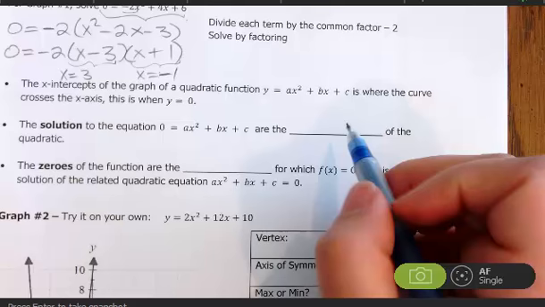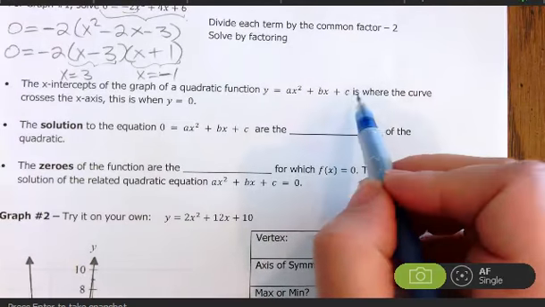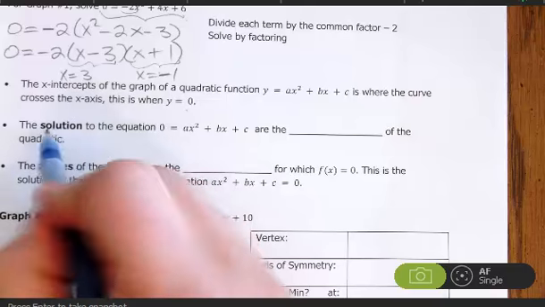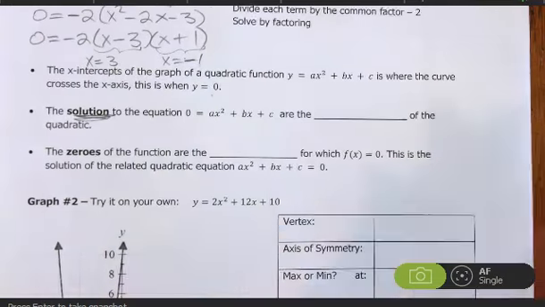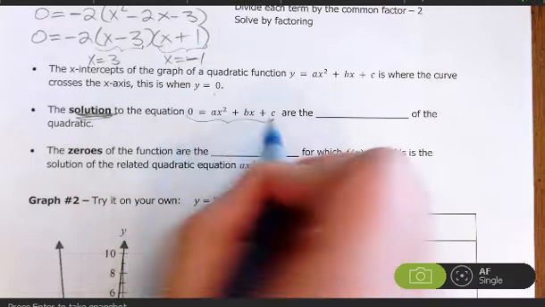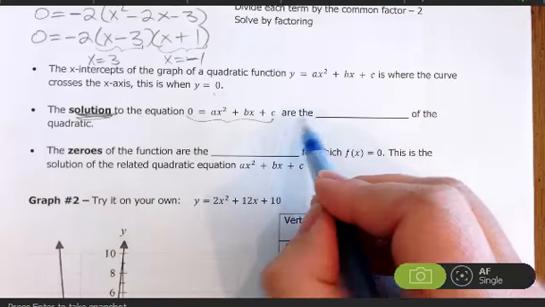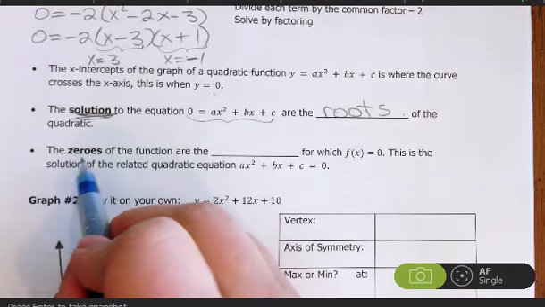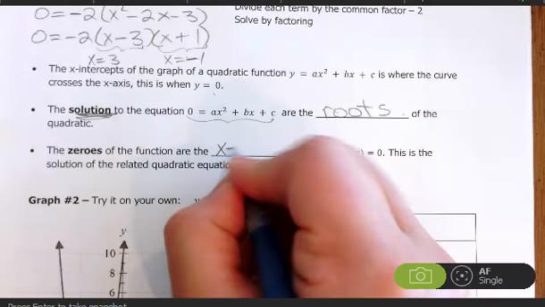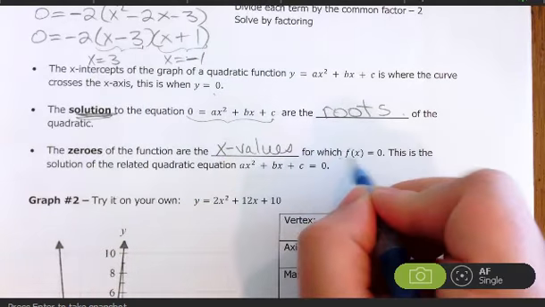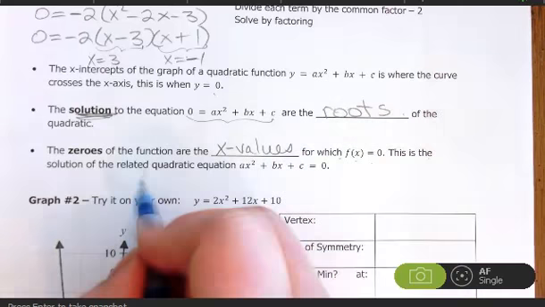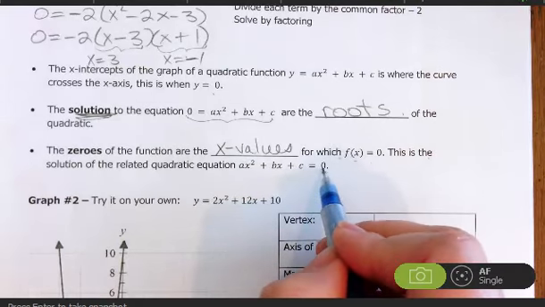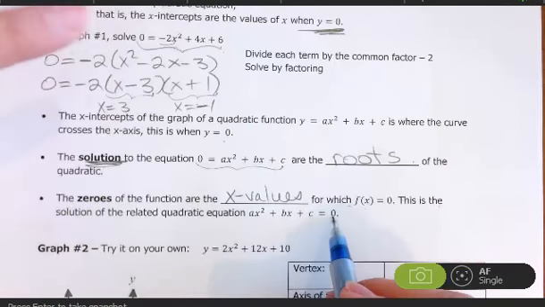All right, so now we've got the x-intercepts, which is when the curve crosses the x-axis. That's when y equals 0. And now here, this is just a bunch of semantics, folks. The solution to the equation, that equation that we solved up there, are the roots of the quadratic. The zeros of the function are the x values for which f of x equals 0. So this is the solution to the related quadratic equation, ax squared plus bx plus c equals 0, which is basically what we solved for here.